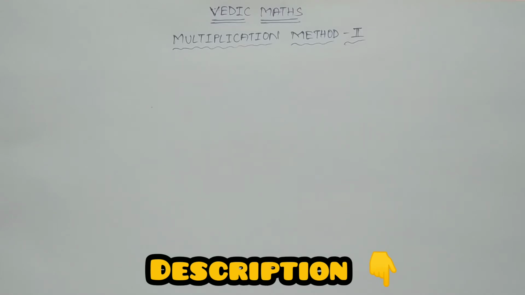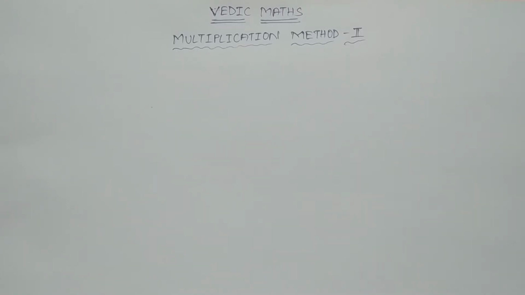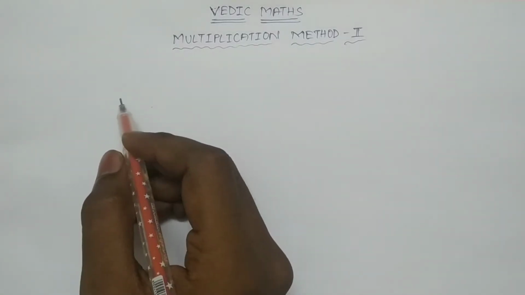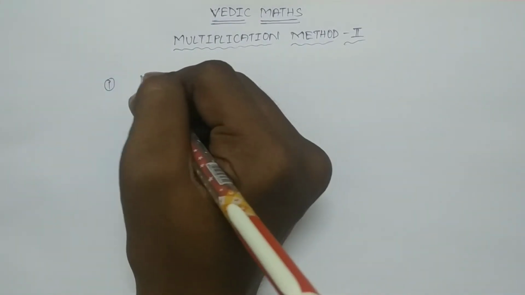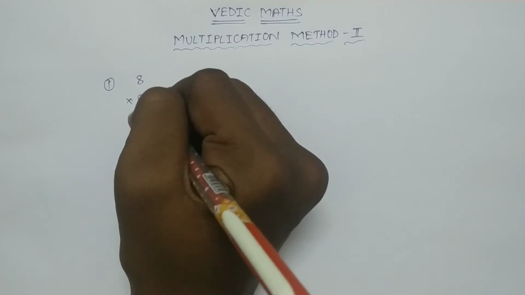Now let's solve some problems by method 2. Let's take one example. I am taking here one example as the first example, 8 into 9. It is a single digit.